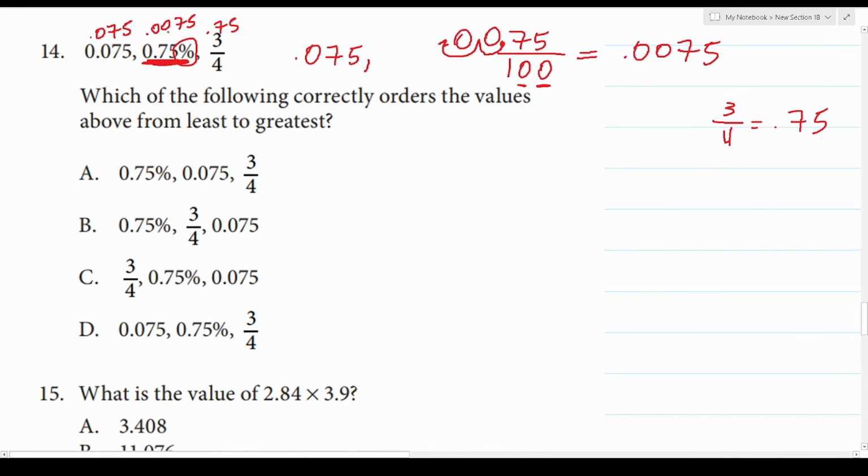In other words, we have 0.75% being the smallest. After that, we have 0.075. And then finally, we have 3/4. So let's look for this order. Of course, that's going to be answer choice A. All right, so that's that one.